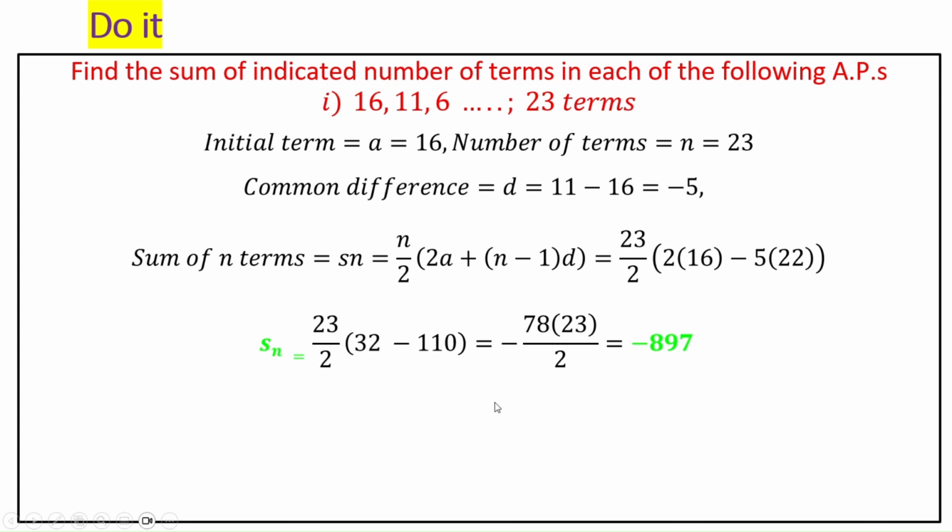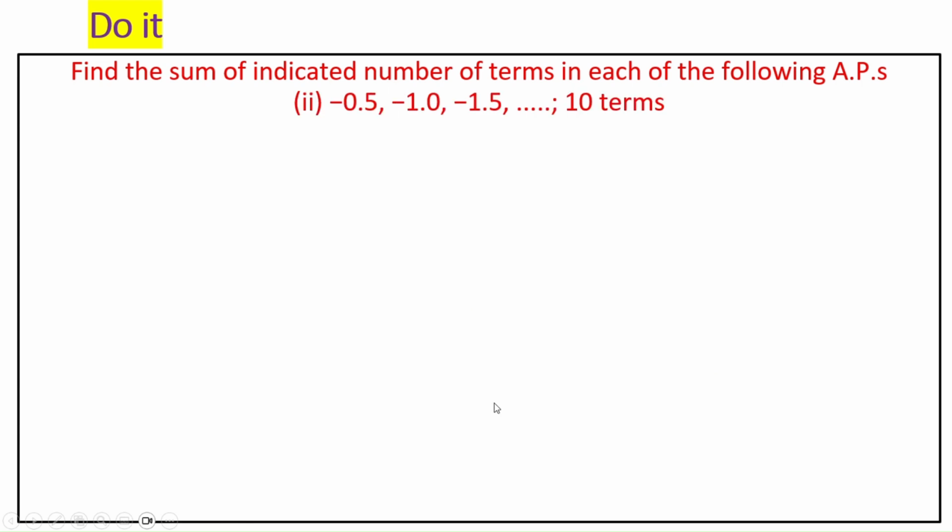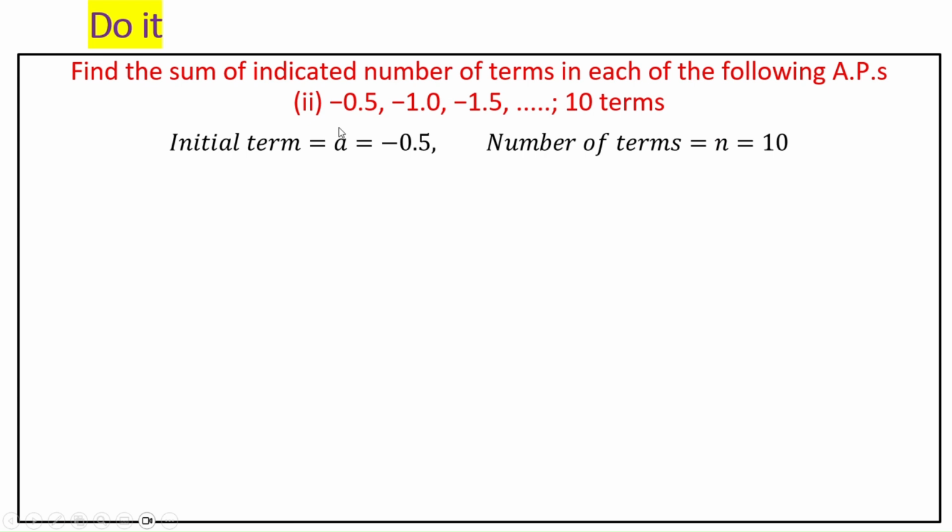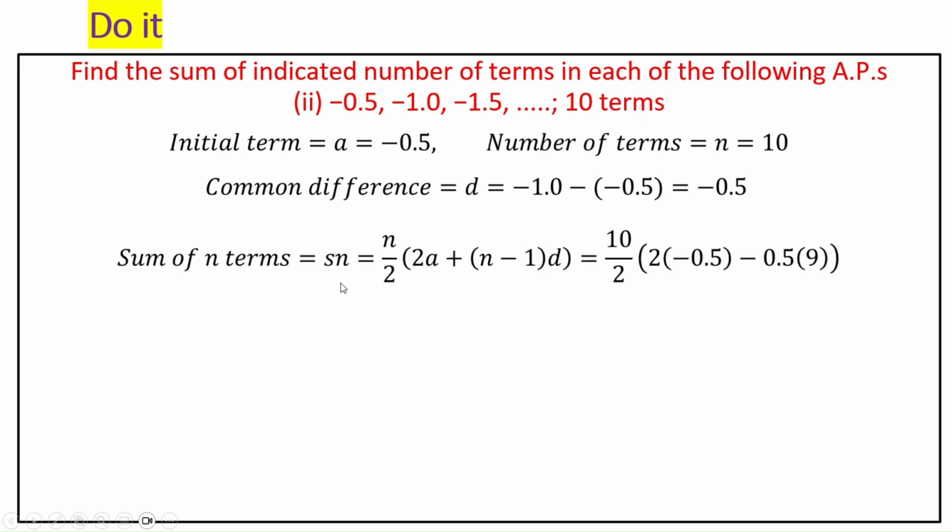Next, it's the same template which we will use basically. So the next series is minus 0.5, minus 1, minus 1.5, 10 terms. So a equal to minus 0.5, n equal to 10 and d equal to minus 0.5. So you substitute in Sn equal to n by 2 into 2a plus n minus 1 into d. What you will get is minus 27.5. If you simplify, this is the value you will get.